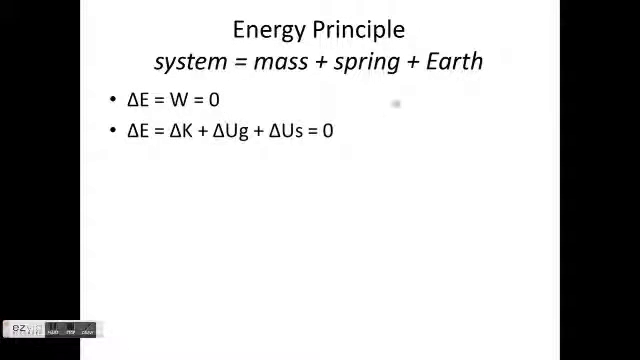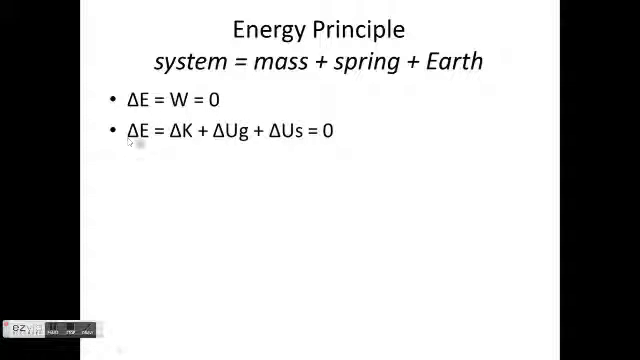The next model we need to take into account is the energy principle, which takes in as the system the mass plus the spring plus the Earth. Now, the energy principle states that the change in the total energy of the system is equal to the work done on the system by the surroundings. For our experiment, this is equal to 0 because there are no interactions from the surroundings on the system.